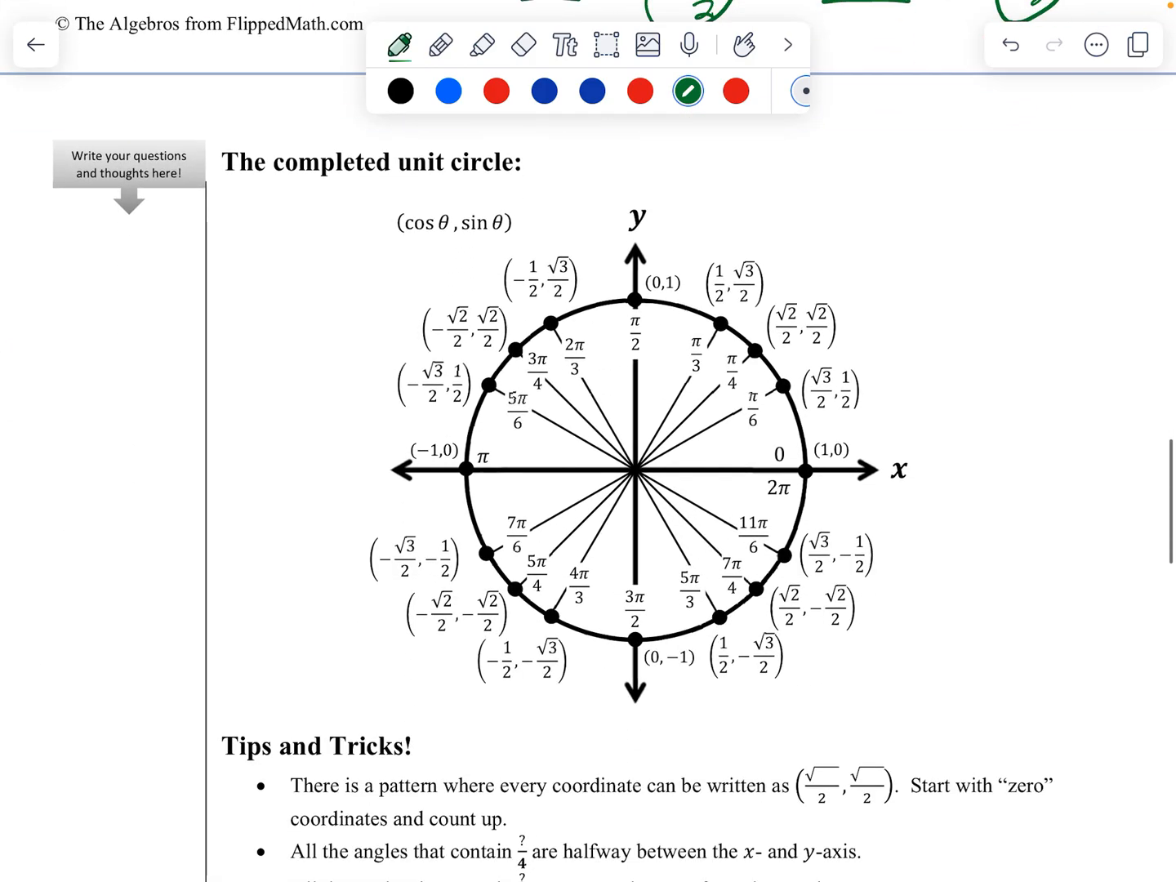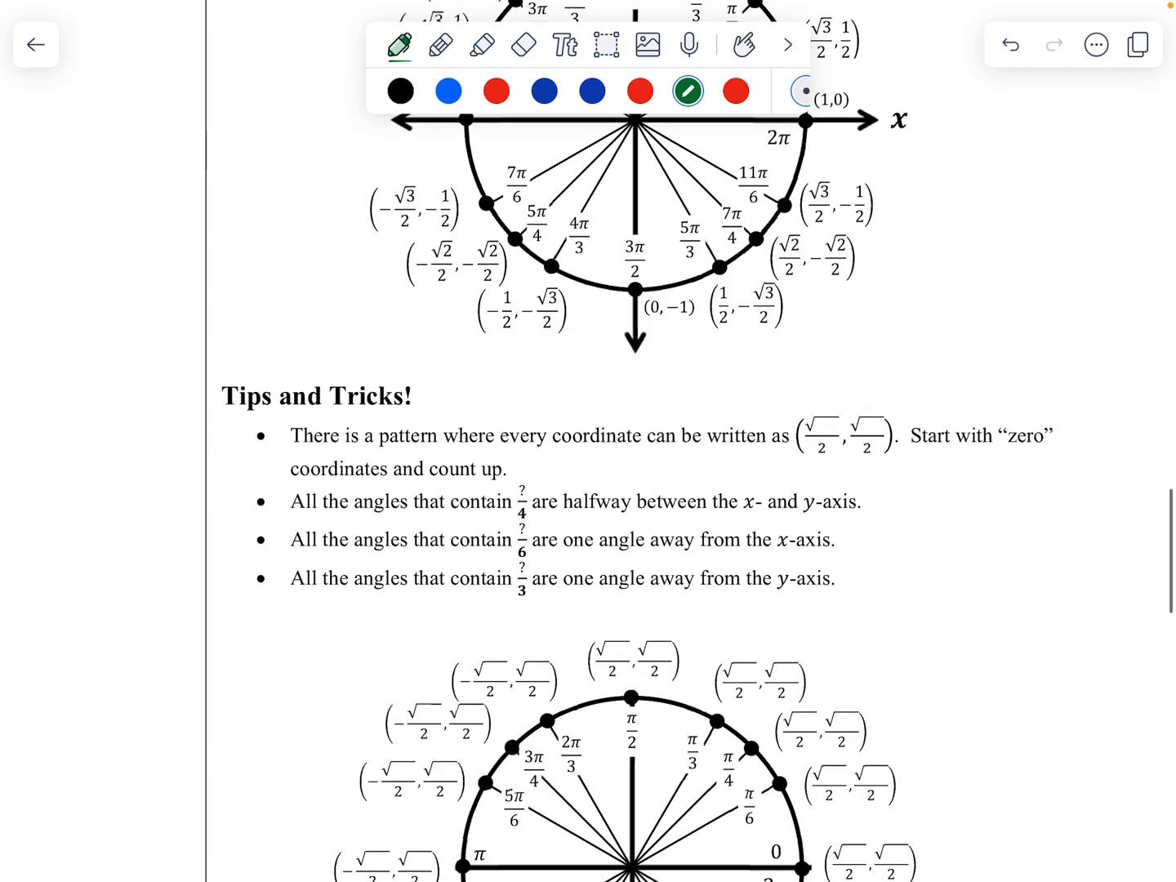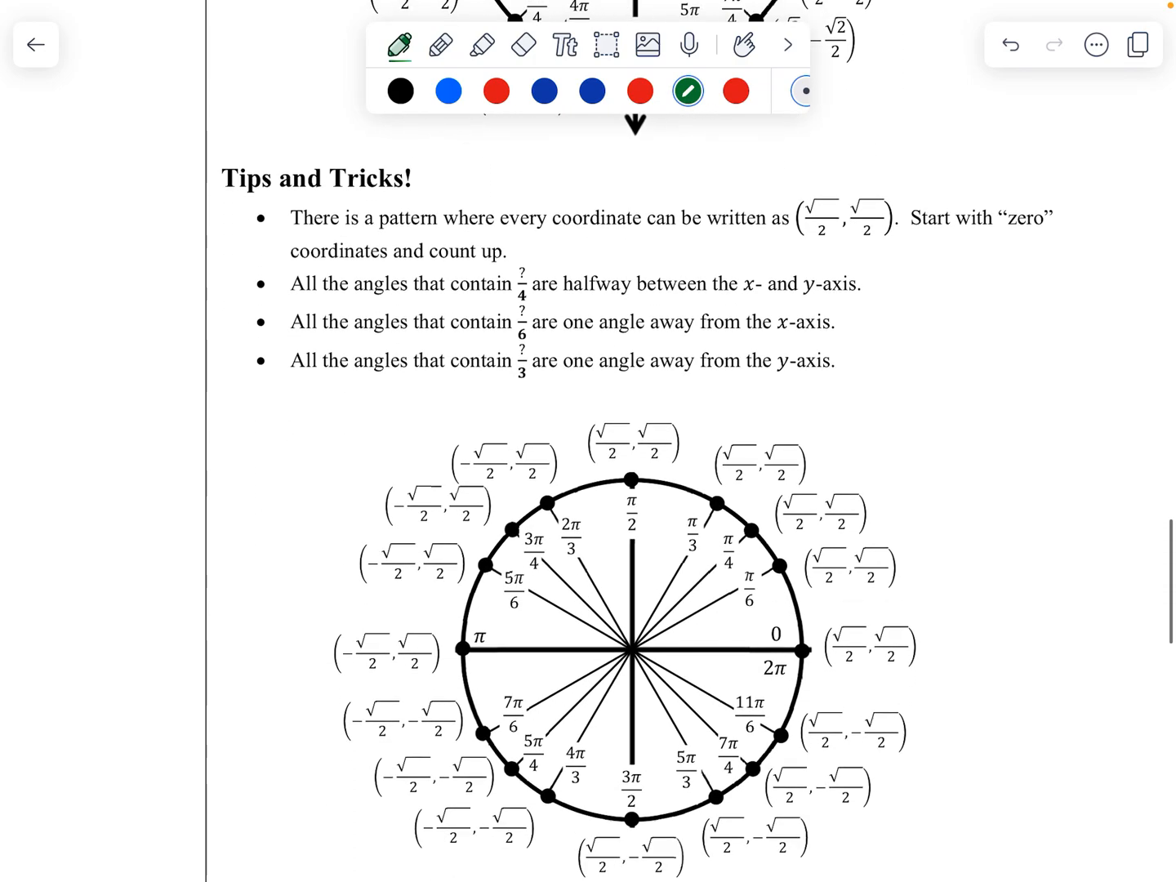So again, here's that completed unit circle that we talked about. Here's a couple tricks and patterns that, again, I can always draw the triangles and figure it out. But there's a pattern where everybody can be written as something over root 2. And you start with 0 and go up. So 0, 1, 2, 3, 4.